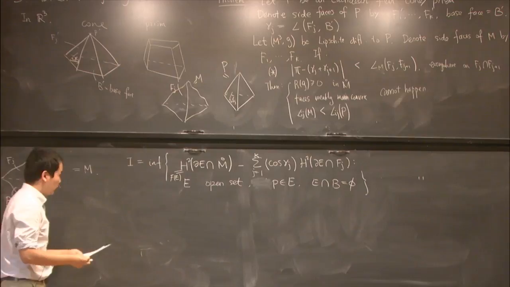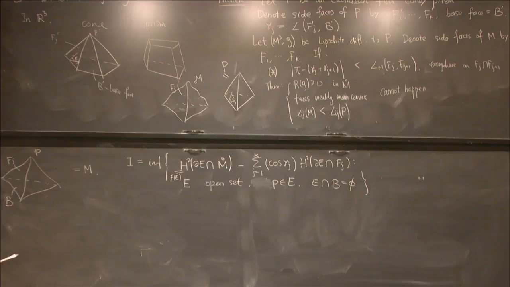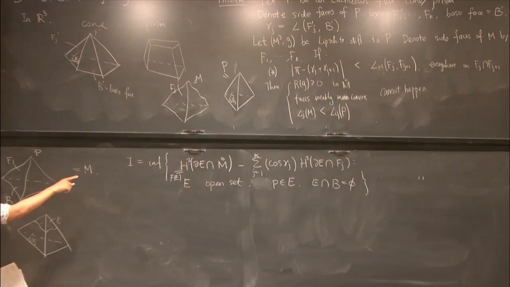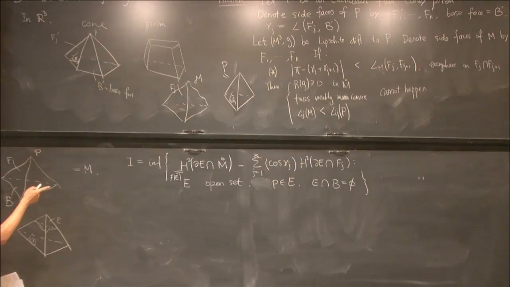All right, so why do we care about this functional? Well, because it's a first variation, because its minimizer is in Euclidean space. Okay, so let's take the Euclidean simplex. And remember, gamma j's are just these angles. Okay, and we're minimizing among all these open sets E. The boundary of the open set E intersecting M interior, so this is the area of this surface, minus the weighted area of E on the boundary, on the FJs.